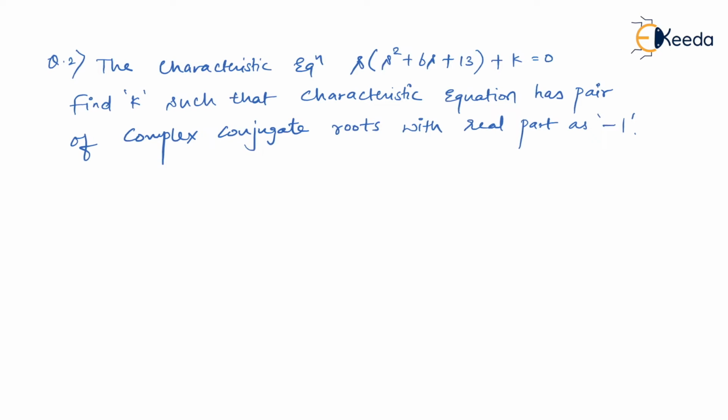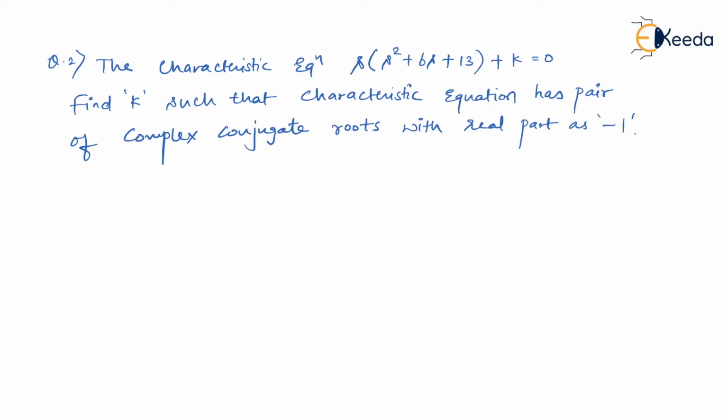So let us go through this problem. The characteristic equation s into s square plus 6s plus 13 plus k is equal to 0. Find the value of k such that the characteristic equation has a pair of complex conjugate roots with real part to be minus 1. It is very general to find the range of k or the value of k. But what is different in this problem is that they have asked us to find k in such a way that there should be complex conjugate roots.